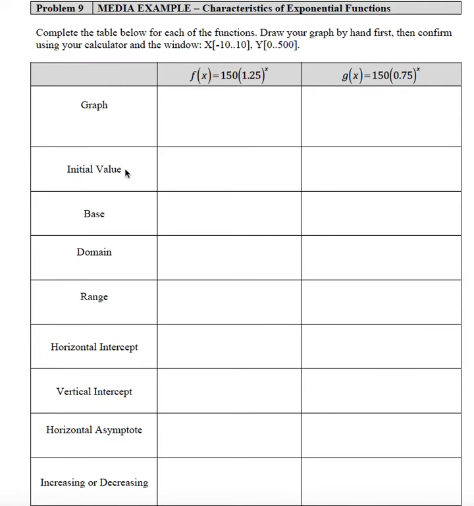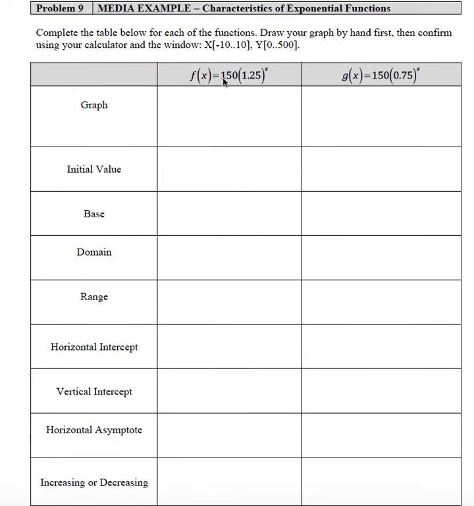In problem 9, we're going to be examining characteristics of exponential functions. We're asked to complete the table below for each of the functions, draw our graph by hand first, then confirm using our calculator and using this window here. So I'm going to start with f of x.